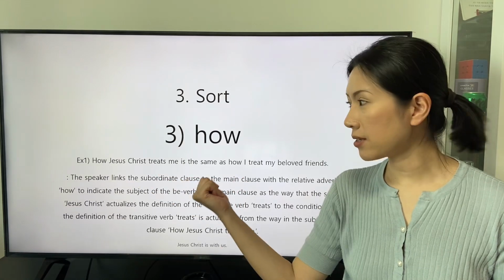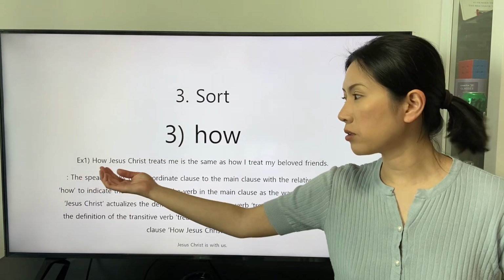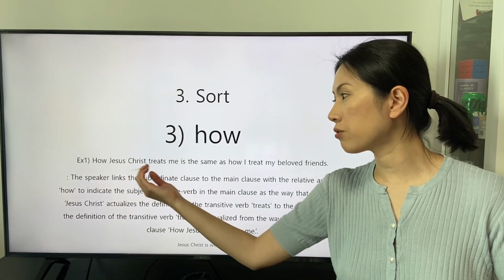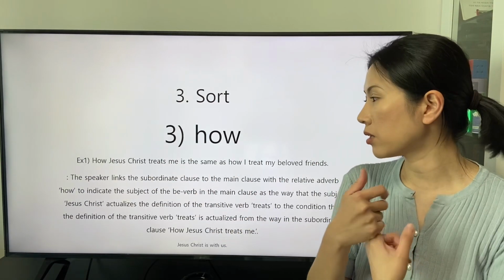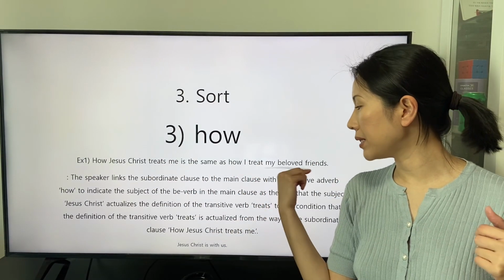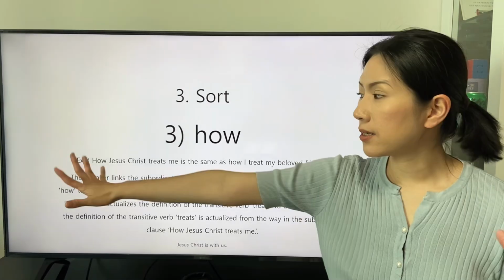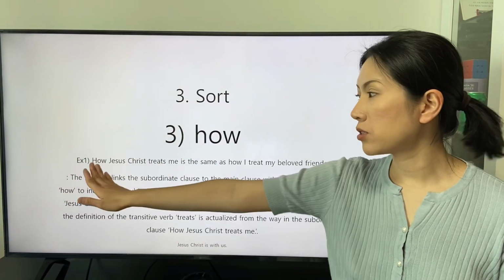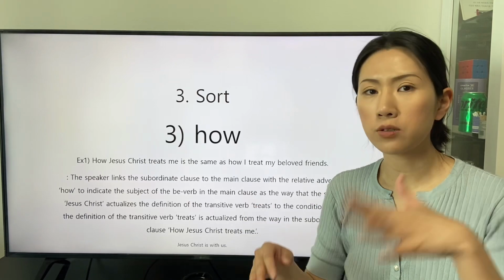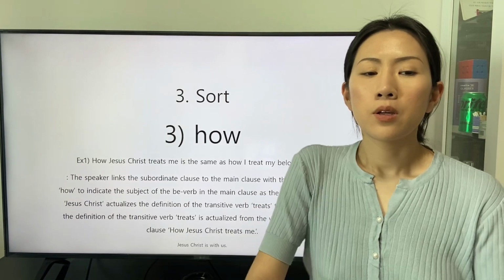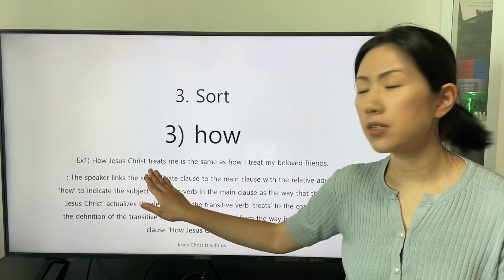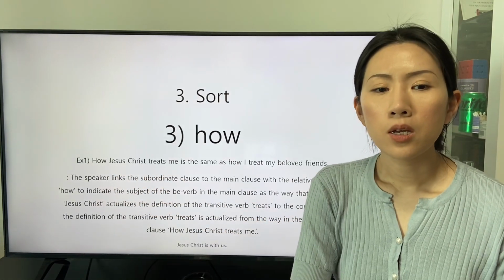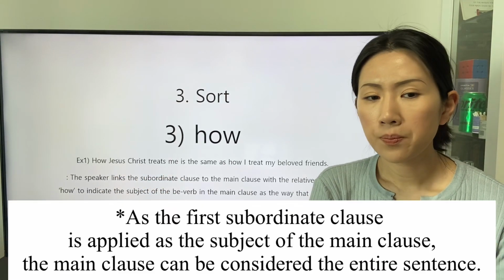There are two subordinate clauses applied in the sentence. The first subordinate clause is this: how Jesus Christ treats me. And the second subordinate clause is this: how I treat my beloved friend. This description is about the first subordinate clause. The speaker links the subordinate clause, how Jesus Christ treats me, to the main clause.